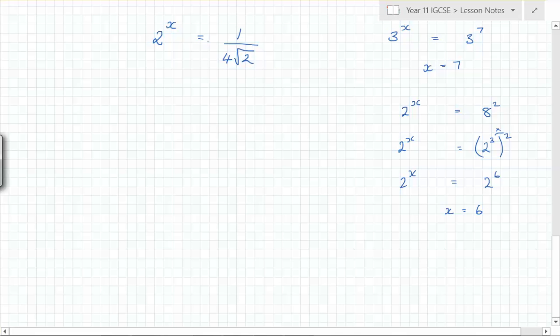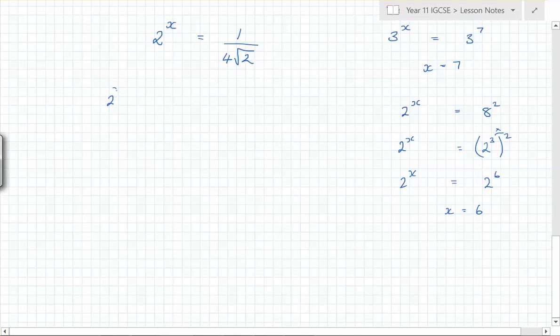Now, back up to this one, we've got the same situation. What we're trying to do is get the base to be the same. Alright? So with a calculator, log to the base 2 of something nice and easy, but without a calculator, we've got to do it a different way. So we've got to try and get it to be 2 to the power of something, and that's nice because I've got a root 2, which is linked.